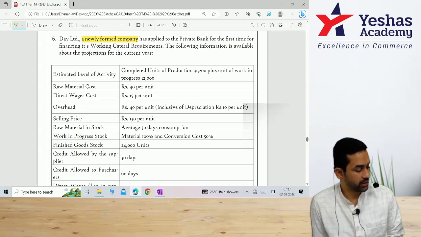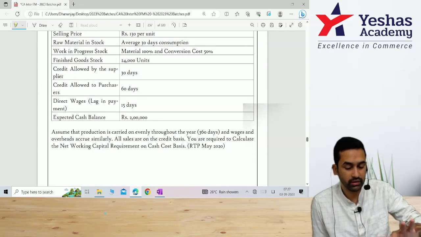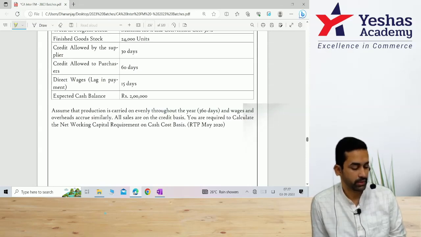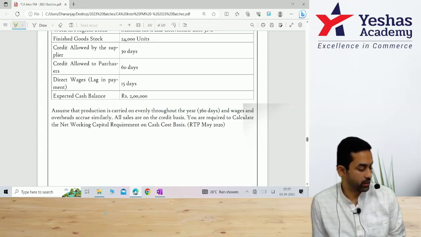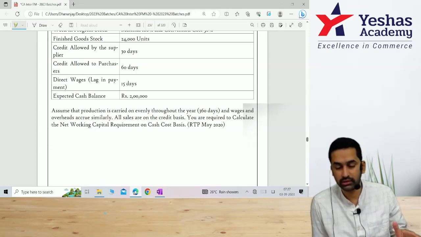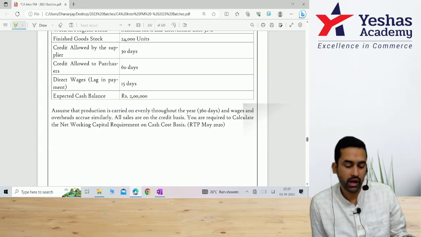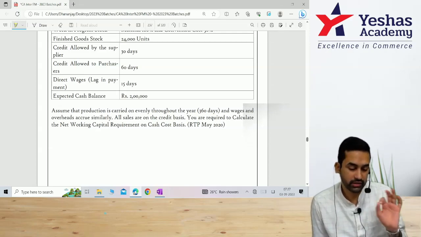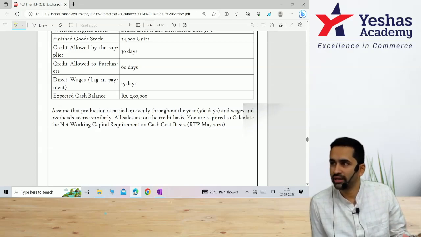Next, credit allowed by supplier 30 days. Credit allowed to purchaser 60 days. That means your debtors. Direct wage lag in payment is 15 days. Expected cash balance 2 lakh rupee. Assume that production is carried on evenly throughout the year. Consider 360 days, which means there is no seasonal up and down. This line, wage and overheads accrue similarly. Underline this.